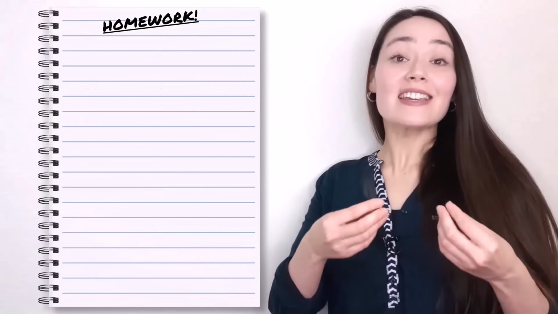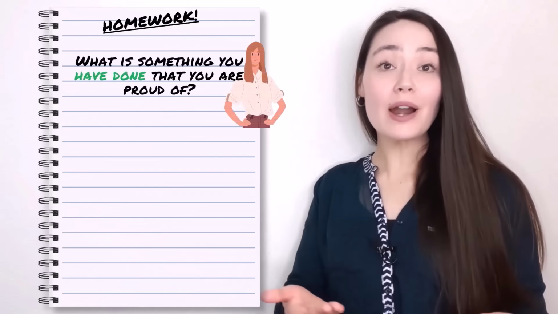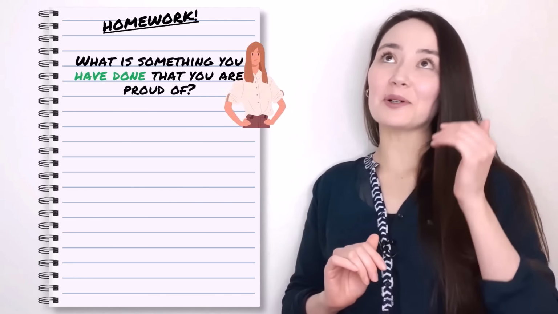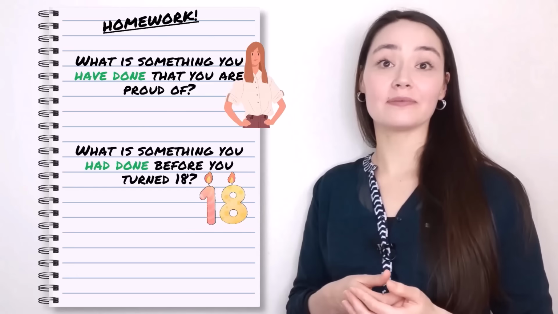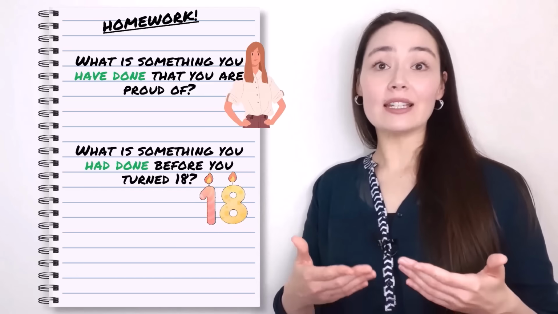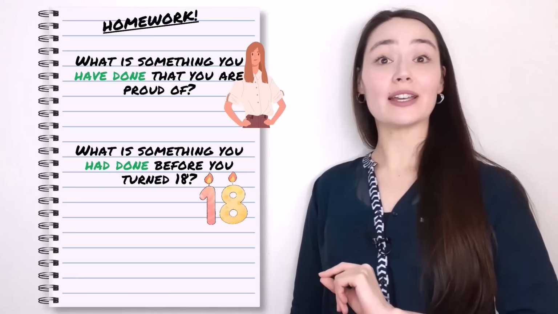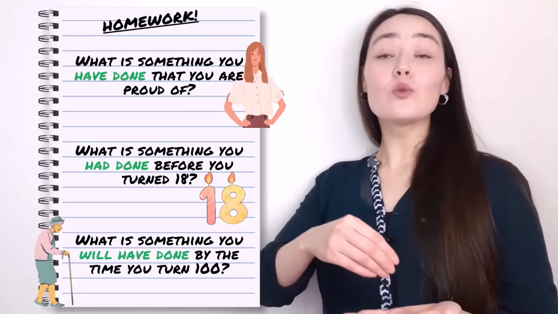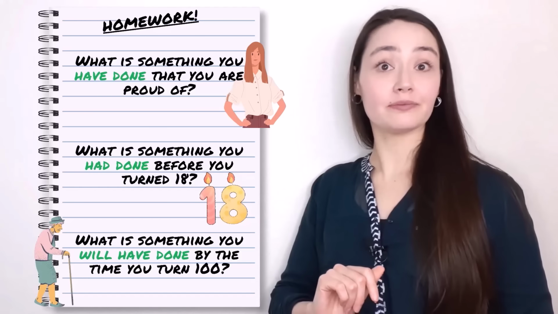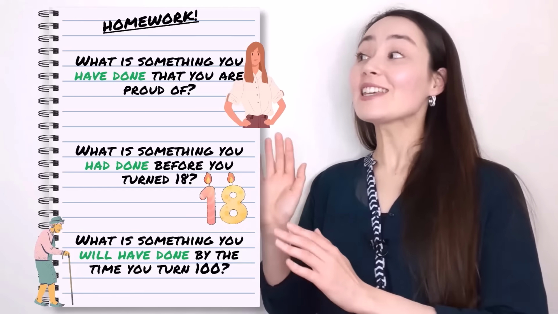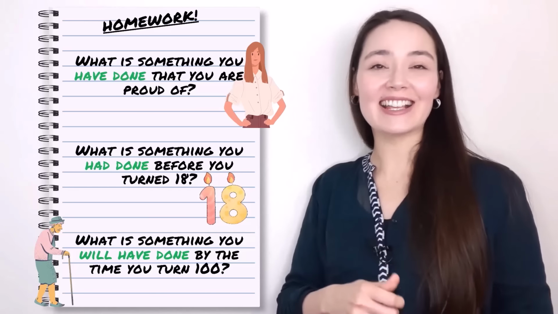Your turn to practice. Here is your homework. What is something you have done that you are proud of? Past perfect. What is something you had done before you turned 18? If you're not 18 yet, think of a different example. Future perfect. What is something you will have done by the time you turn 100? Use these questions to help you practice and think of really personal examples.